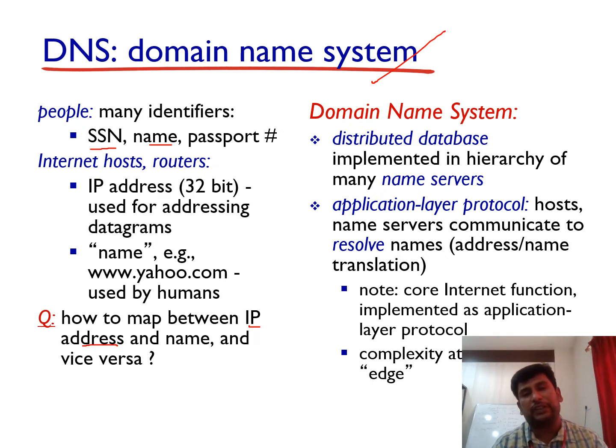Based on different name servers, we try to divide the entire Domain Name System. It's an application layer protocol. The host name servers try to communicate and resolve the names. Now, the core internet function is implemented as an application layer protocol. These are a few important points which need to be known about the application layer protocol.